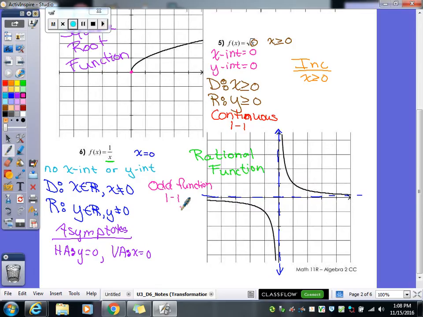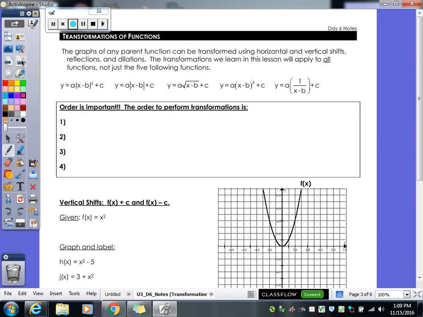Is this a continuous graph? No, this one is discontinuous. Again, I can't draw this part of the graph and then somehow magically get up here without picking up my pencil. So it's discontinuous. So hopefully that was a good little review for you guys. So let's take a look at our next page.